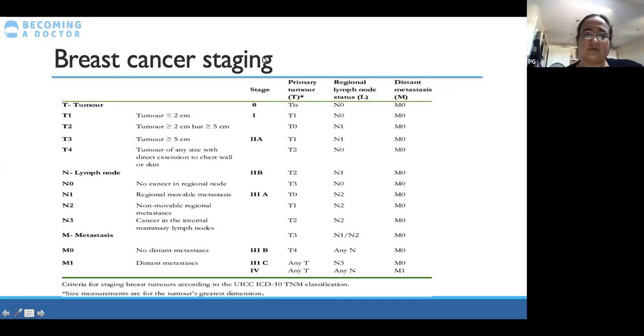And this is an example of breast. So you've got the tumor, the T bit of TNM is determined by the tumor size. So we look at 2 centimeters and 5 centimeters being the cutoff. And then the number of nodes, and you can see here non-movable regional metastases, internal mammary nodes, so it depends where the lymph nodes are. So even if you had 1 lymph node in this area, that would upstage it. And you can see the different combinations there.